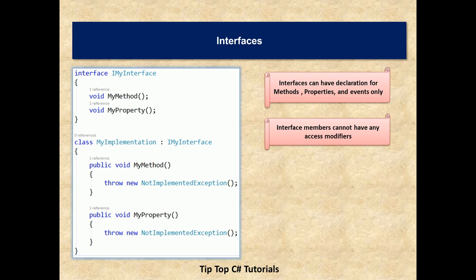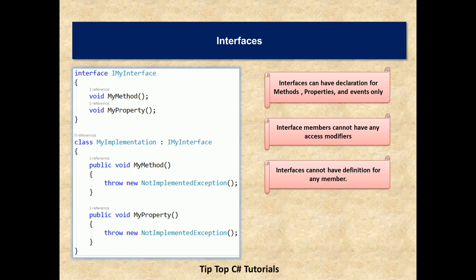And if you notice here, we are using void MyMethod, void MyProperty. We are not specifying private or public or protected or any of the access modifiers. So interface members cannot have any access modifier. If you forcefully try to supply a certain access modifier, the compiler will warn you, and while building you will get an error saying that this is not a valid modifier.